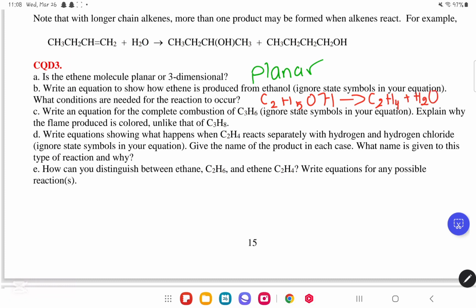So for the conditions, we need to heat it with excess sulfuric acid, which is H2SO4, at about 180 degrees. Now we move on to part C. In part C, write an equation for the complete combustion of C3H6. Ignore its state symbols. Explain why the flame is colored unlike that of C3H8.